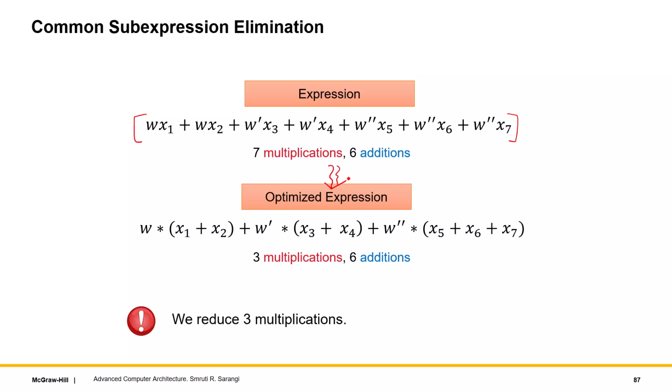But I can optimize this expression. I can combine it as w times (x1 plus x2), plus w dash times (x3 plus x4), plus w dash times (x5 plus x6), plus x7. With this intelligent combining, I am reducing the number of multiplications from 7 to 3 and keeping the number of additions the same. Reducing multiplications is great because it reduces the time as well as the power. Such optimizations can be done either via the compiler or via the hardware. The hardware can find these and do some on its own.